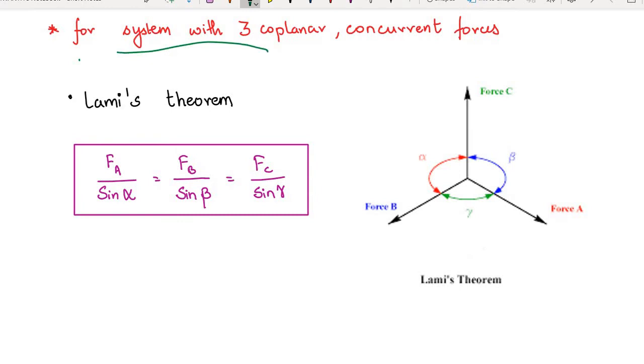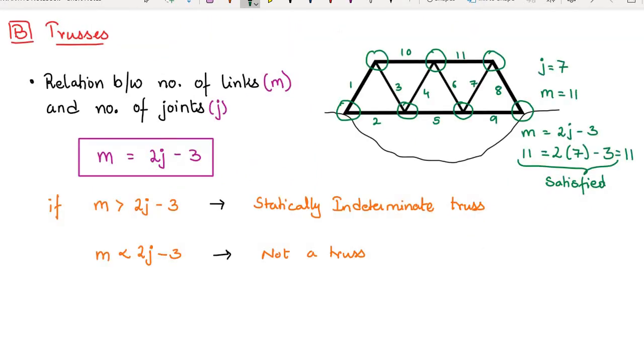Now for three coplanar concurrent forces, we have Lami's theorem, which states that force A by sine alpha is equal to force B by sine beta equal to force C by sine gamma. Remember, this can be used only when three coplanar concurrent forces are present. Our next topic is trusses.